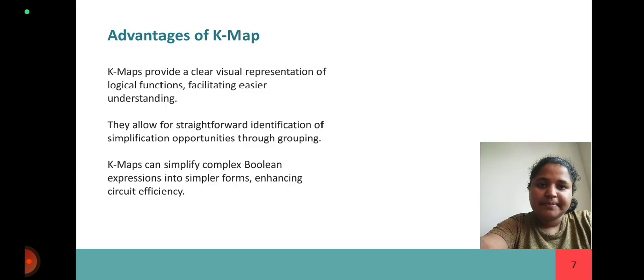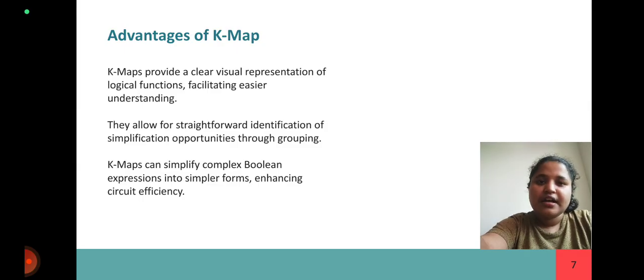Advantages of K-map. K-maps provide a clear visual representation of logical functions, facilitating easier understanding. They allow straightforward identification of simplification opportunities through grouping. K-maps can simplify a complex Boolean expression into its simplest form, enhancing circuit efficiency.